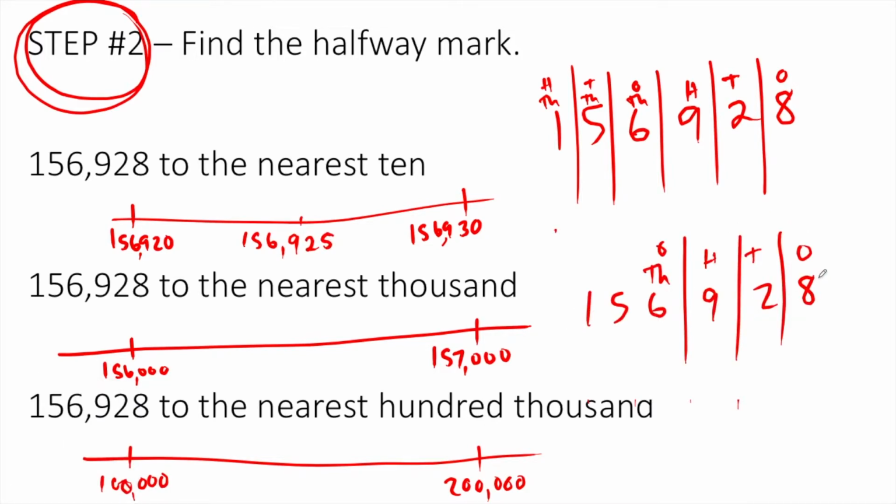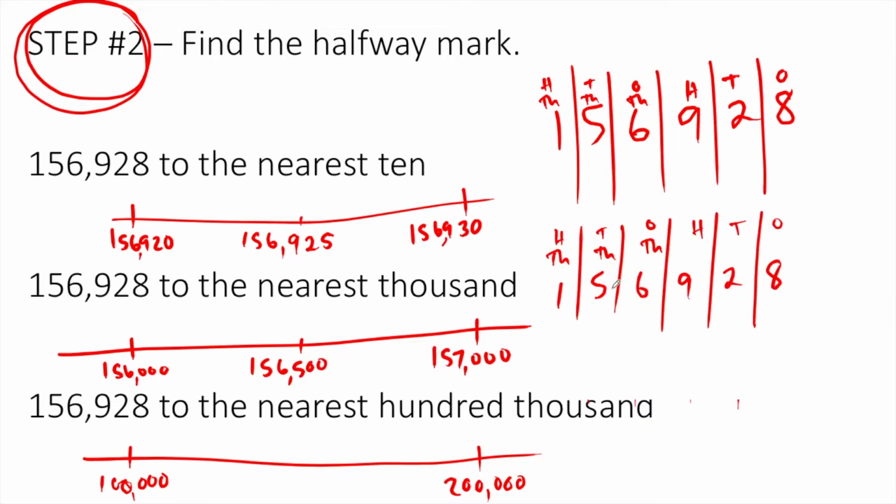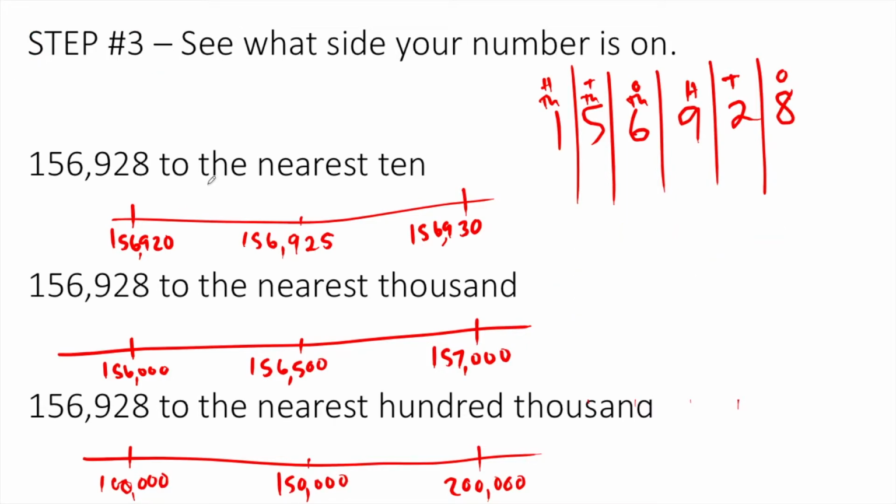When I've drawn my place value chart like this, and all these numbers have turned to zeros, halfway is going to be the smaller place over from where I'm rounding to, here, 5 in the hundreds place. So my halfway mark is 156,500. Let's do the next one the same way. When I draw my number in the 100,000 place value chart, and all of these turn to zeros, again, 5 is in that smallest place over from where I'm rounding to. So that's my halfway mark, 150,000. And then for my very last step, I just see what side my number is on.